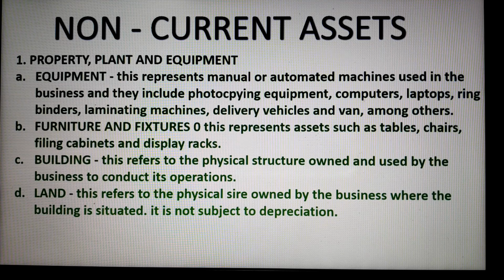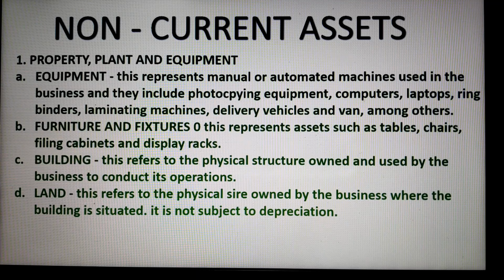Letter C is the building. This refers to the physical structure owned and used by the business to conduct its operation. Earlier, in current assets, we mentioned prepaid rent. If your company had rented a building to conduct its operation, it is not classified as property, plant, and equipment or as an asset of your company. When we say building, it's a physical structure owned by the company, so the company itself had the building built or it is the owner, not just renting. So the building must really be yours, used to conduct its operation, which you record in your journal entry or book of accounts.